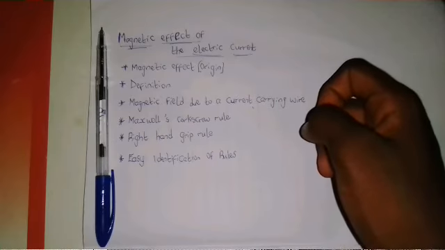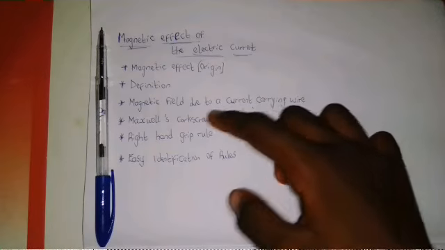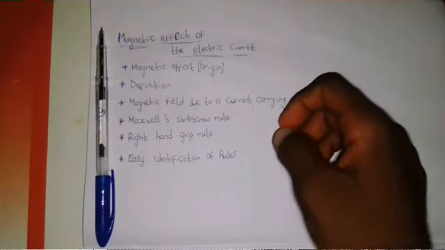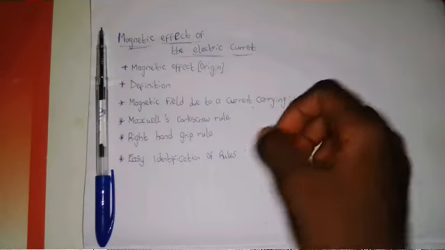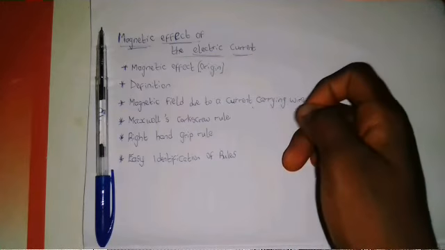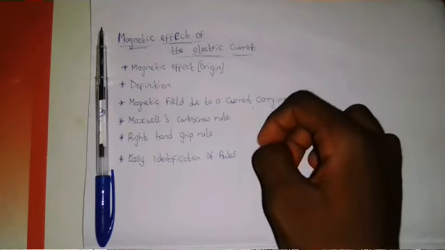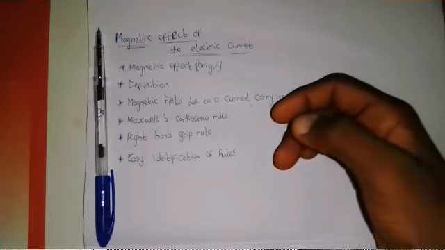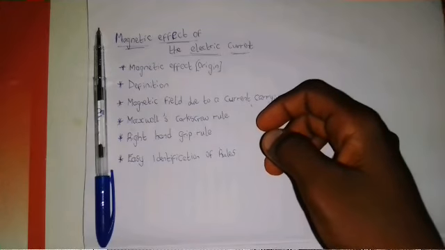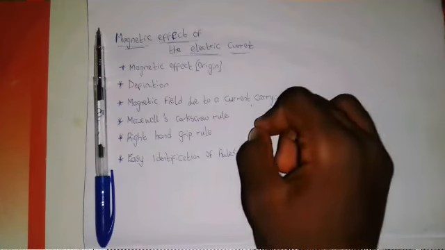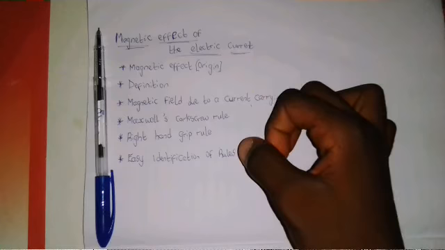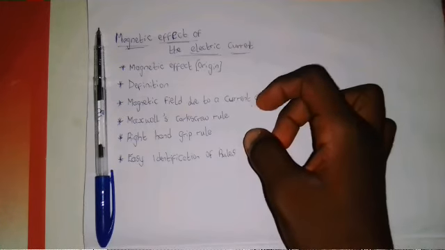I explained why it was like that using two rules, the Maxwell corkscrew rule, where I said that if a right-handed corkscrew is turned in the direction of the current, the direction of rotation of the corkscrew is the direction of the magnetic field. That was what I said about the Maxwell corkscrew rule.